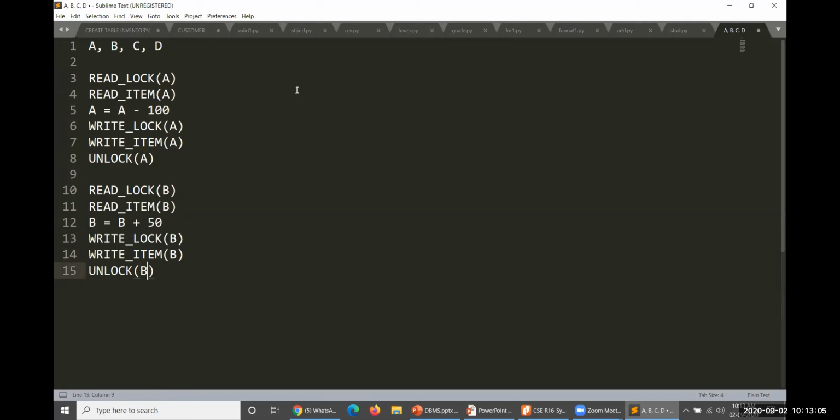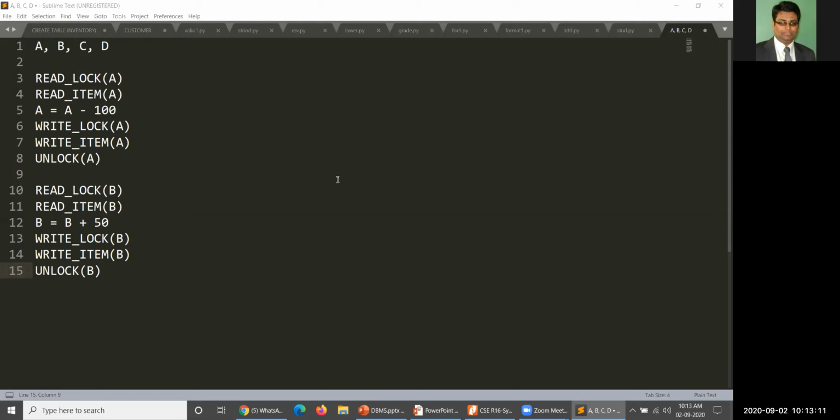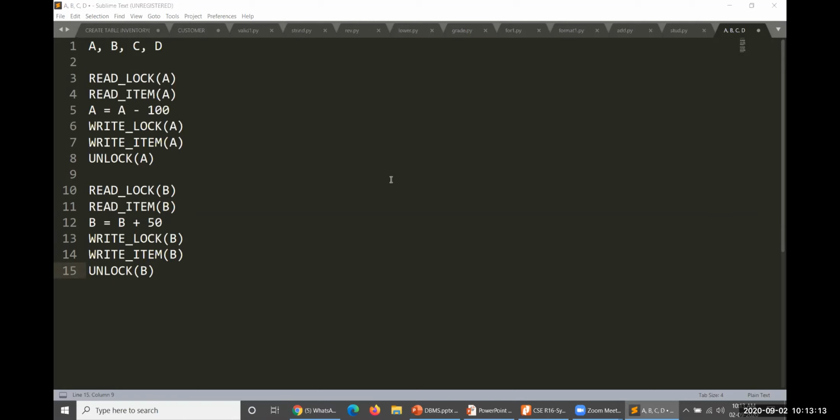In this way, it gets operated here. Of course, for C also, for D also, for however many database items are there with you, all those items are supposed to get operated individually, something like this. Then this is not called two-phase locking. This is the general operation of a transaction.